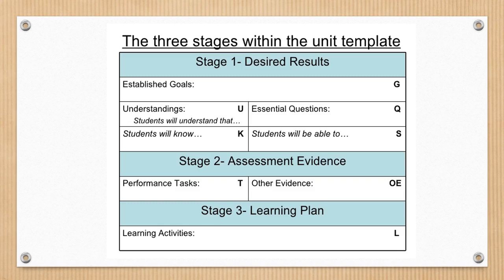Stage 2 is the assessment, and where you actually have evidence of the student learning. So you have performance tasks where the students are actually doing some sort of performance to show their knowledge, versus other evidence, which would be more of the quizzes, etc. Stage 3 is learning plan, and that's where the actual learning activities are planned out.